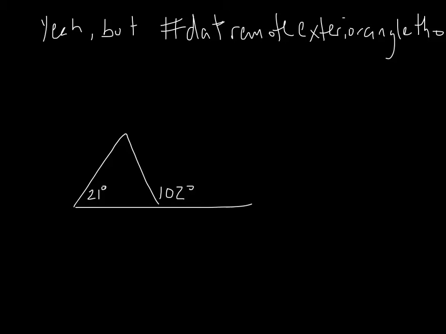Okay, so this problem we're going to work for you guys has to do with remote exterior angles of a triangle. For instance, this right here is a remote exterior angle because it's on the outside of the triangle. It's outside this original triangle right here. It's this angle right here. It's hanging out on its own.